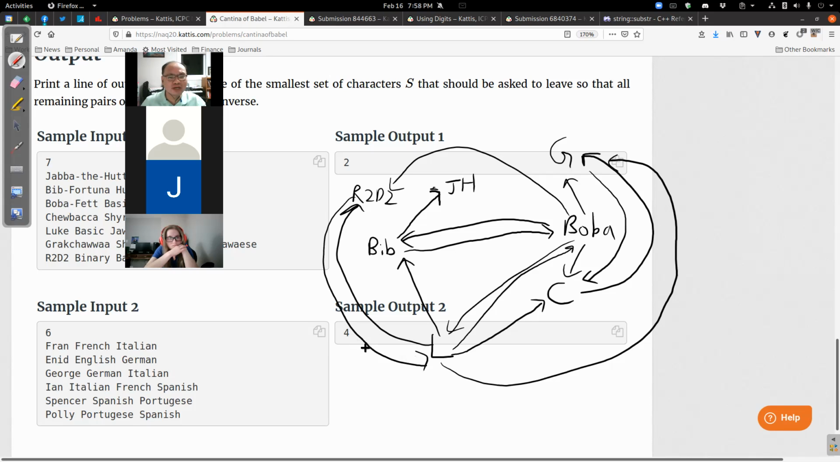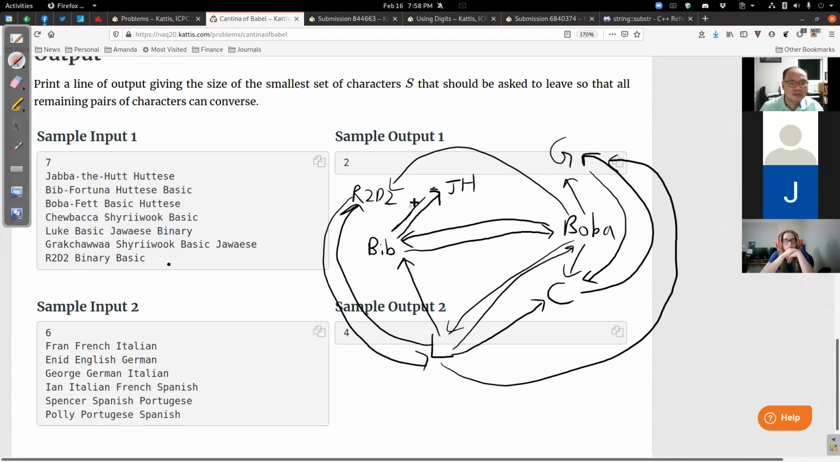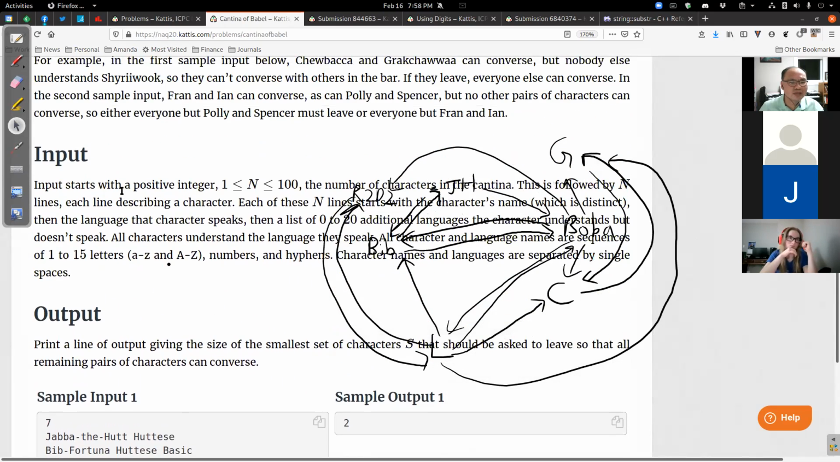Okay, so hopefully I haven't messed up here in my drawing. Did I screw up? I need an arrow between Jabba the Hutt and Boba Fett because they both speak. Oh yeah, just a backwards arrow. Okay, and I think you also need one between Jabba the Hutt and Boba Fett, because he understands it. Okay, hopefully that's it.